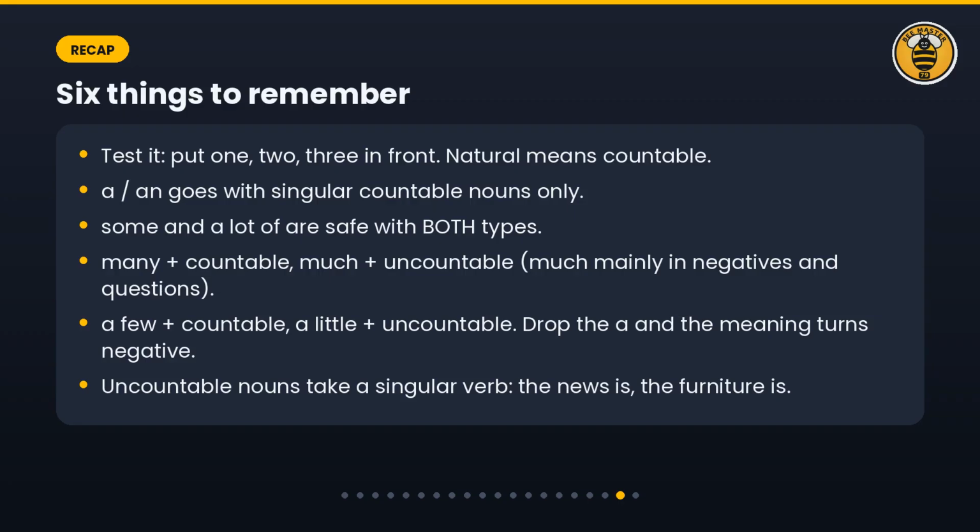4. Many goes with countable nouns, much goes with uncountable nouns, and much appears mainly in negatives and questions. 5. A few goes with countable, a little goes with uncountable, and if you drop the word a, the meaning turns negative. And 6. Uncountable nouns take a singular verb. The news is, the furniture is.